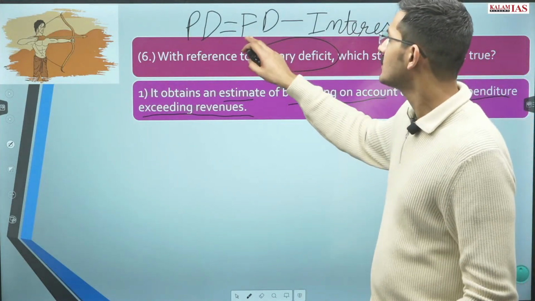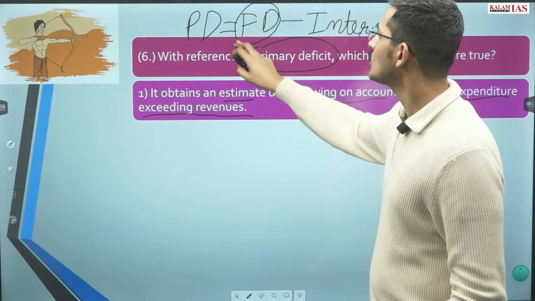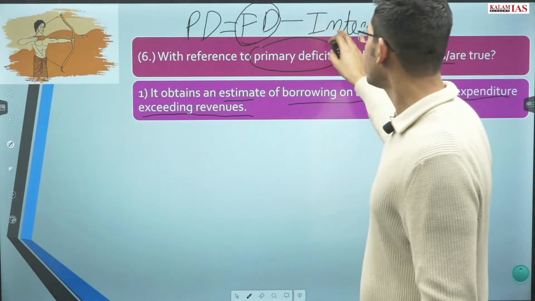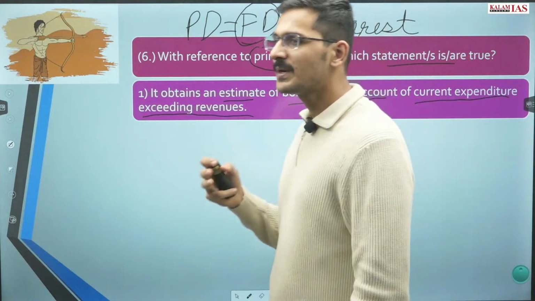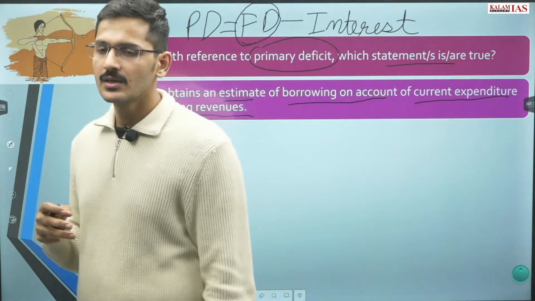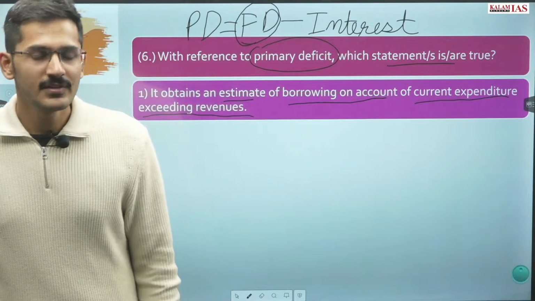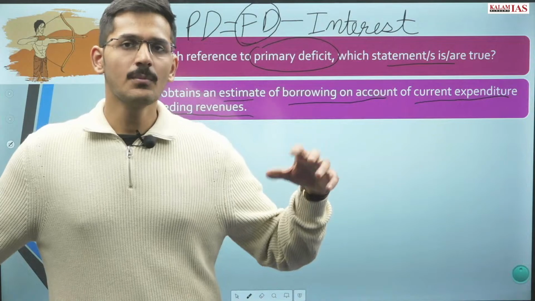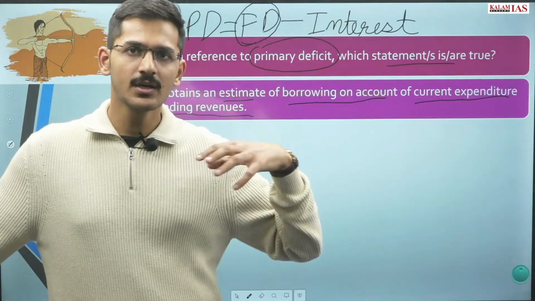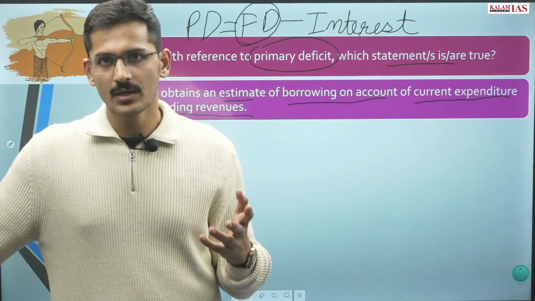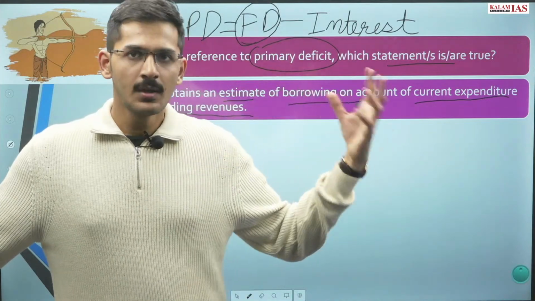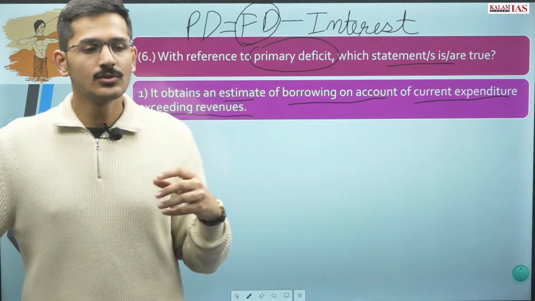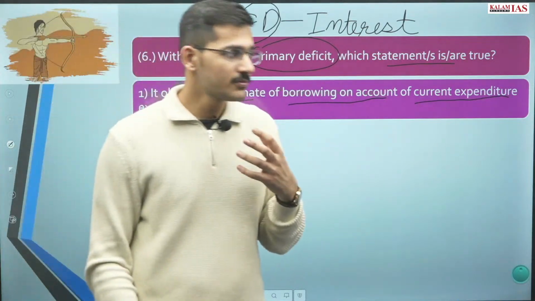What has happened here is fiscal deficit is all the borrowings, and interest is one of the expenditures of the government of India which is not current in nature. It is about the past borrowings. The government of India has a lot of loans upon it, and they have to pay interest on that. So interest expenditure is related to past commitments of the government of India.